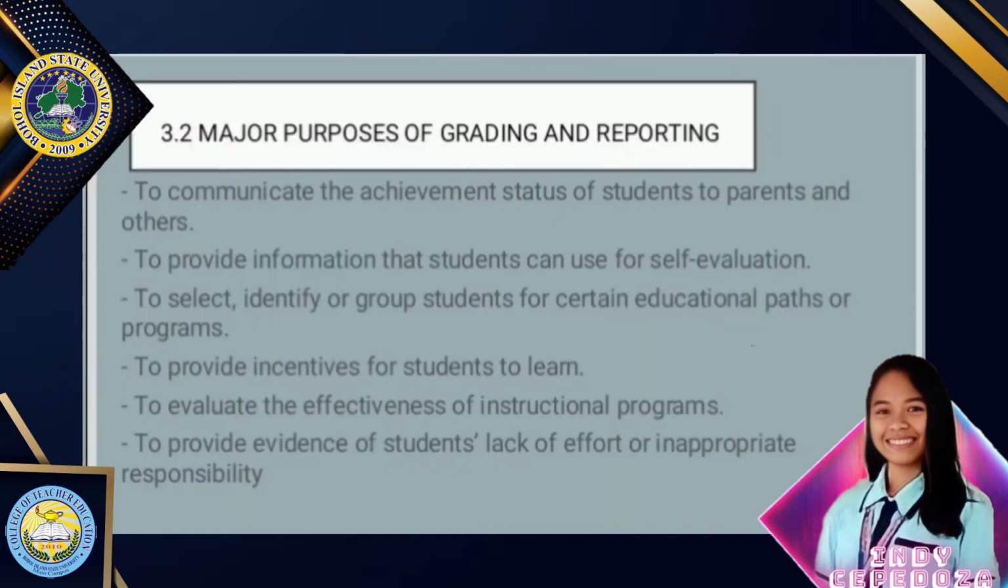The purposes of grading and reporting. First, to communicate the achievement status of students to parents and others. Grading and reporting provide parents and other interested persons with information about their child's progress in school. To some extent, it also serves to involve parents in educational processes. Second, to provide information students can use for self-evaluation. Grading and reporting offers students information about the level or adequacy of their academic achievement and performance in school.